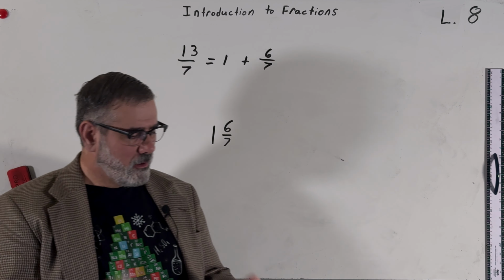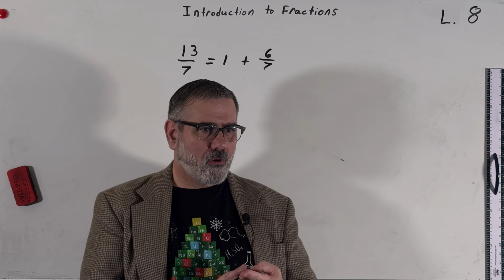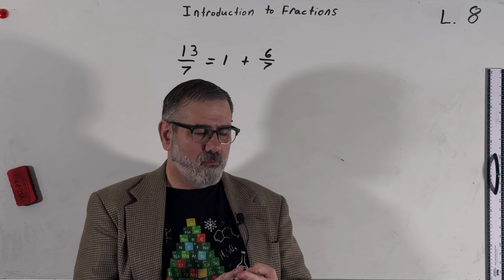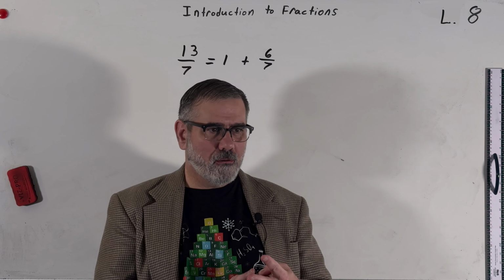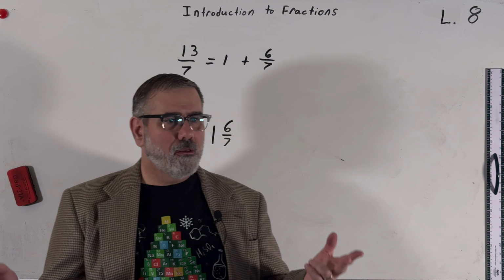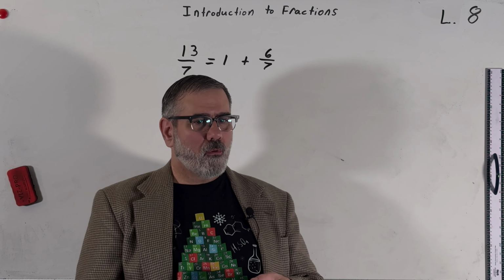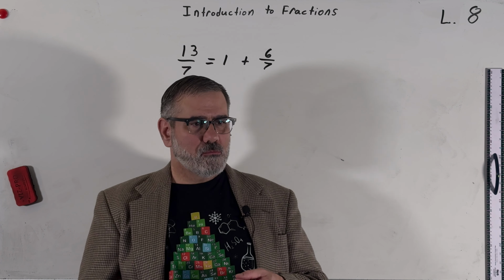Okay, so we've learned how to compare fractions using the cross multiplication rule. We've learned how to add and subtract fractions that have the same denominator. That's fairly straightforward because it's just adding numbers. And we learned how to write improper fractions as mixed numbers.